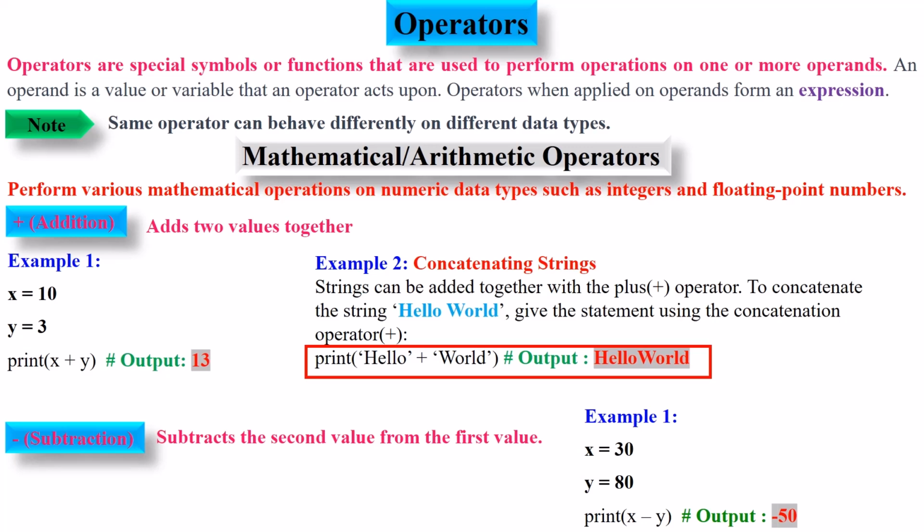The next arithmetic operator is subtraction. It subtracts the second value from the first value. In example 1 of subtraction, we subtract 30 minus 80, resulting in minus 50.